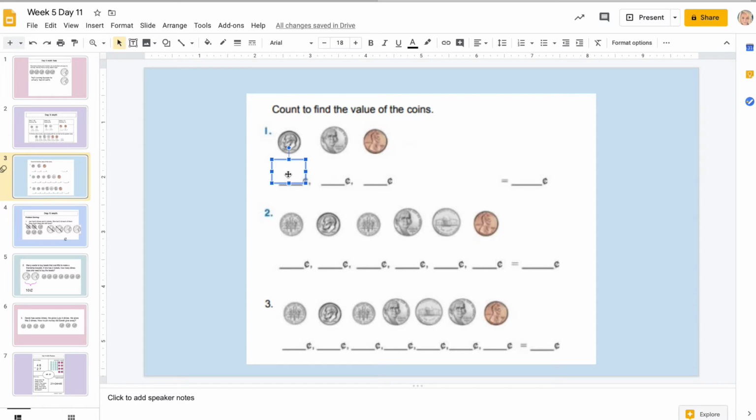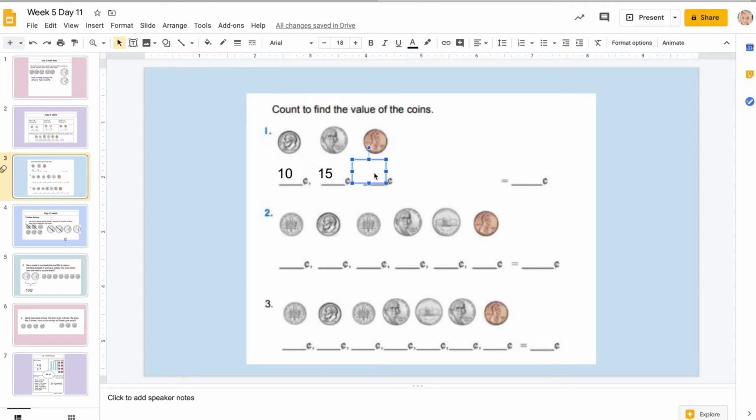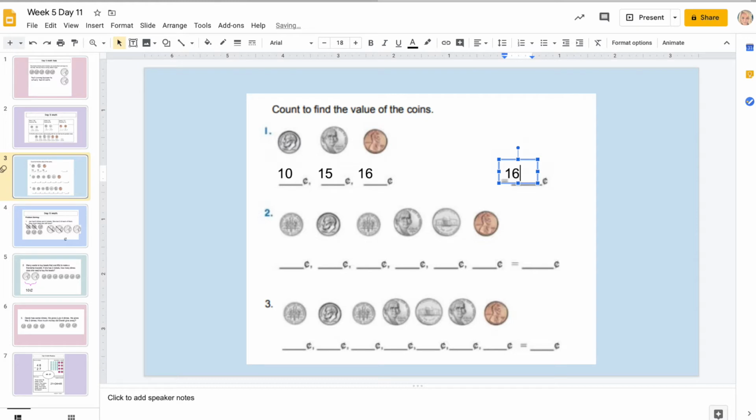Okay, so let's start. We have a dime. We know a dime is worth 10 cents. And then if we add the nickel, that is 15 cents. And then if we add the penny, that's just adding 1. We know there is 16 cents. So the dime, the nickel, and the penny equals 16 cents. So the 16 would need to go there.